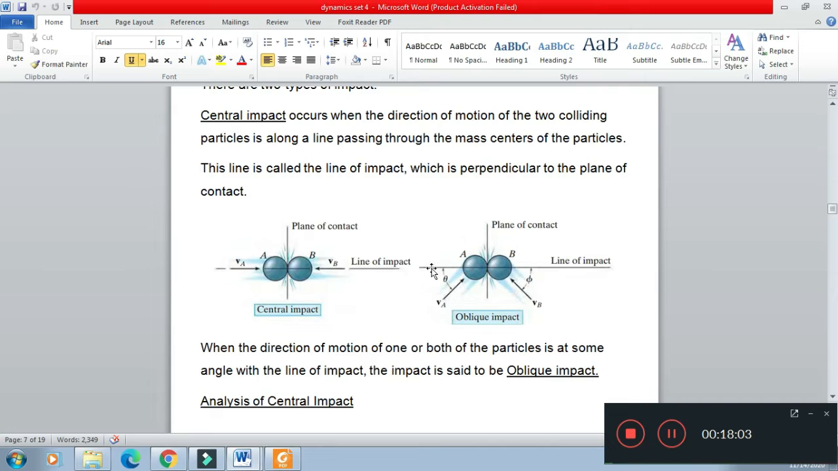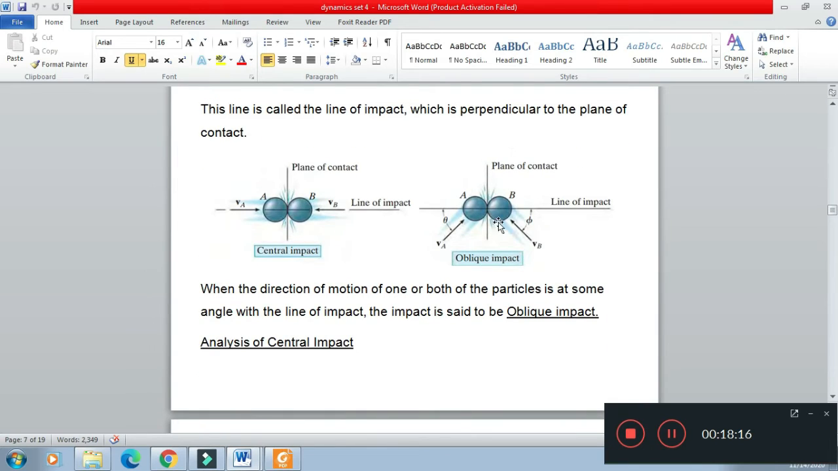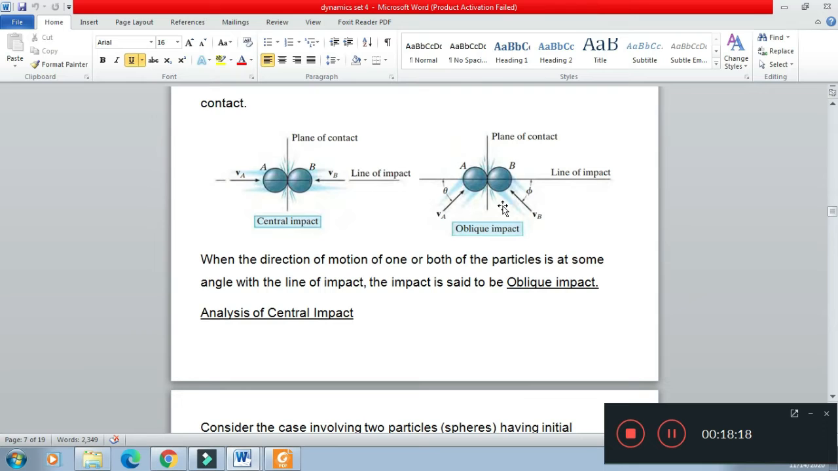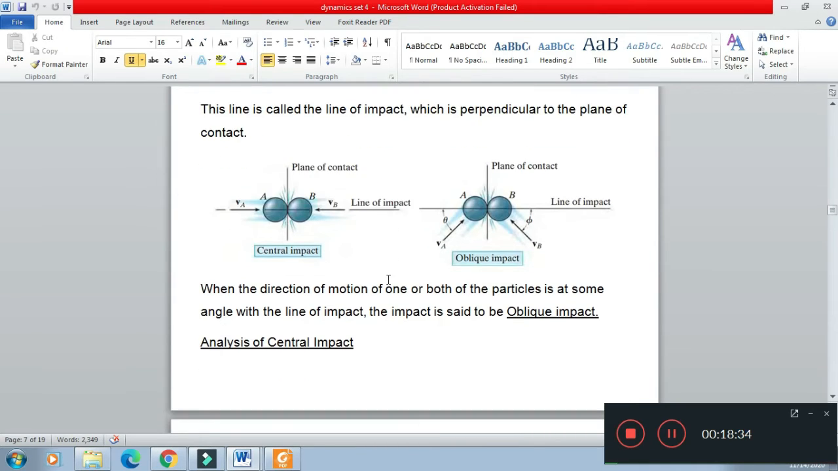So here we have two angles. One is theta, which is the inclination of the direction of A with respect to the horizontal, and phi, which is that of B with respect to the horizontal. So this is oblique impact. Here we have three terms: the line of impact, the line which is passing through the mass centers; the plane of impact, which is passing through the area of contact; and the third one is the initial direction of the particles.